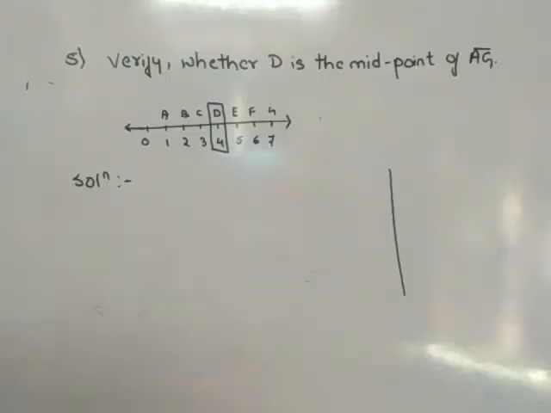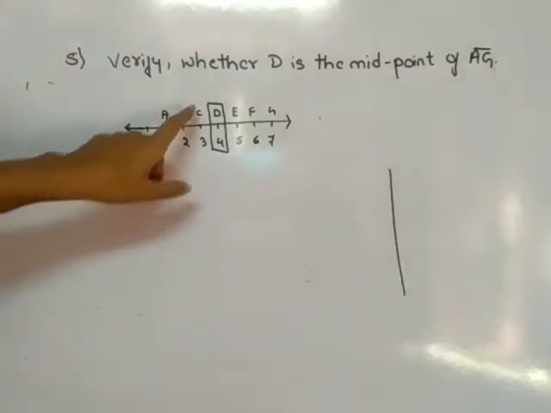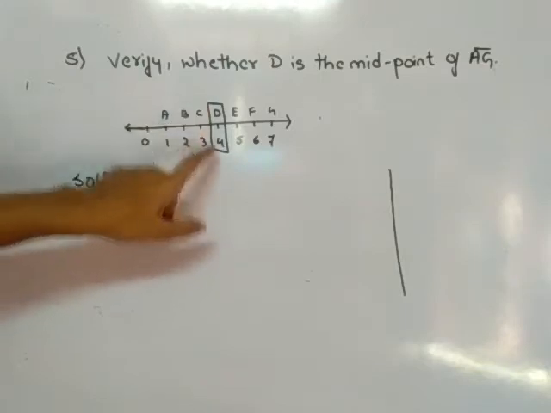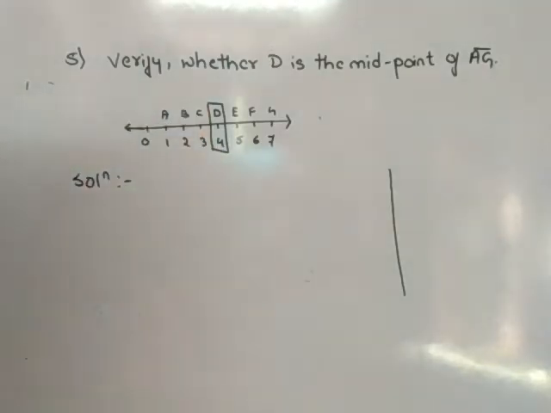Fifth question, verify whether D is the midpoint of AG. Line segment AG here, we need to verify that whether D is the midpoint of a line segment AG or not. Okay. Here D, midpoint means it is a point which is dividing the line segment in equal parts. It will be dividing the line segment in the equal parts. We need to show that.